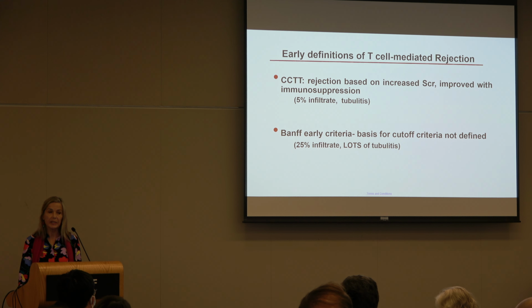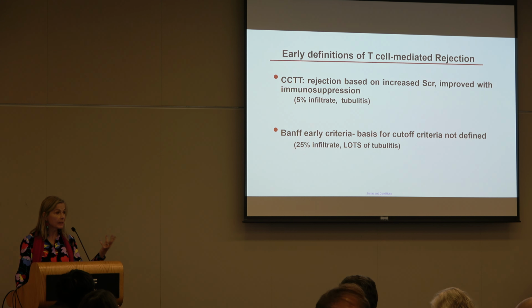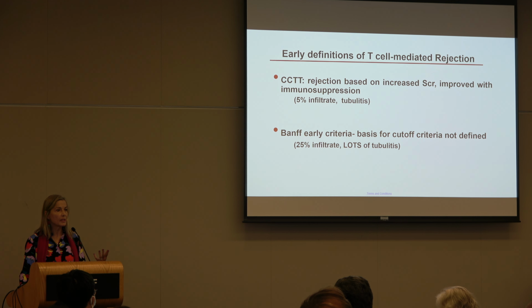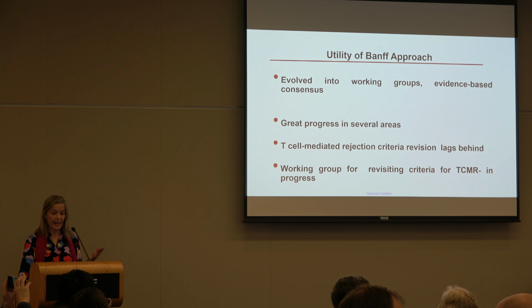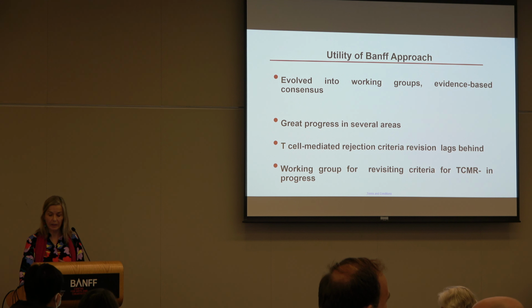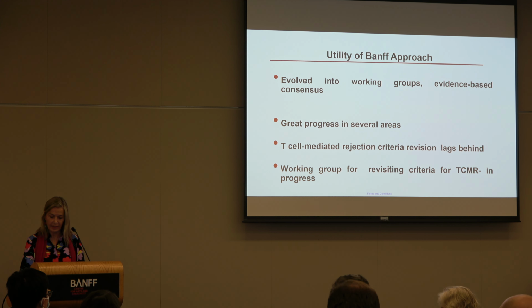And they required 5% infiltrate in non-atrophic tubules and tubulitis. The Banff early criteria, when we melded this together, CCTT and Banff in 1997, the basis for the cutoff criteria that was chosen was not defined. It was based on the expertise and the considerable experience of people with 25% infiltrate and lots of tubulitis. So the utility of the Banff approach has been fantastic, with working groups, evidence-based consensus, great progress in several areas, but in my opinion, the criteria and the gold standard for T-cell mediated rejection criteria lag behind.